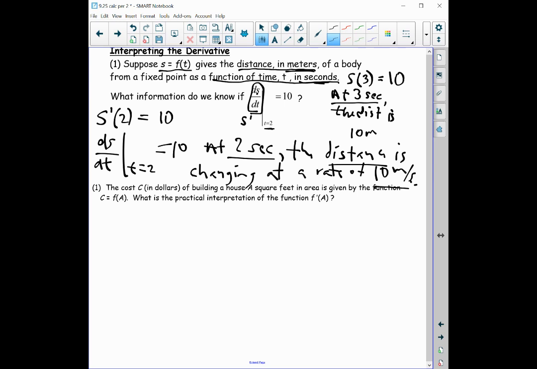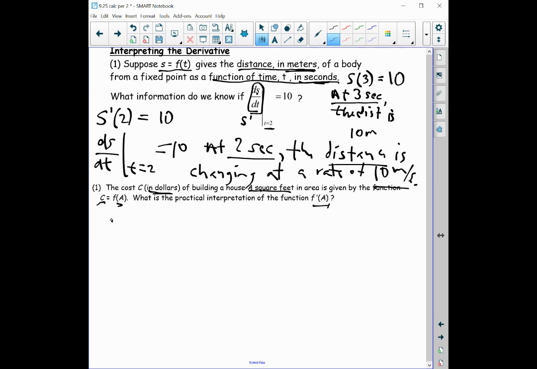Okay, welcome back. Now that you've tried these questions: the cost in dollars. I always like to underline when I'm reading, because that annotation helps me. The cost in dollars of building a house A square feet in area is given by the function C equals F of A. So I know C is the output and A is the input. What is the practical interpretation of F prime of A?